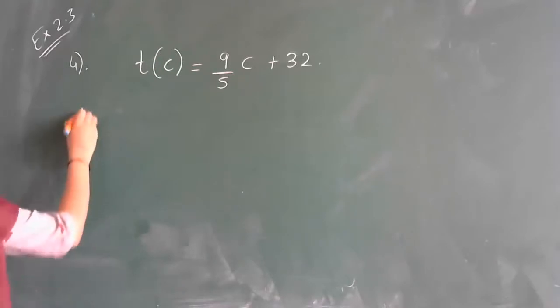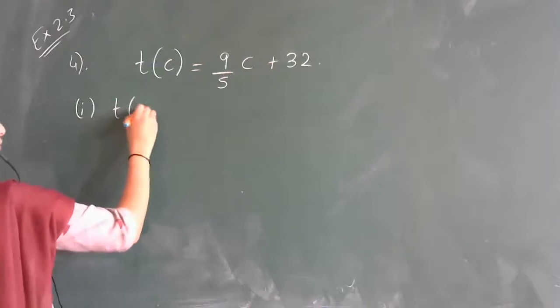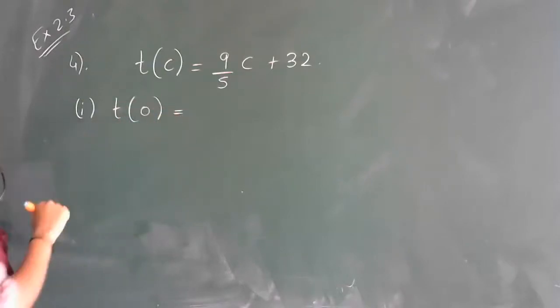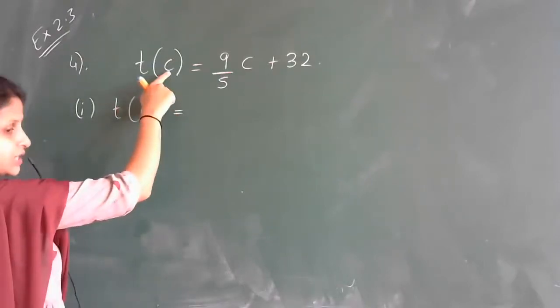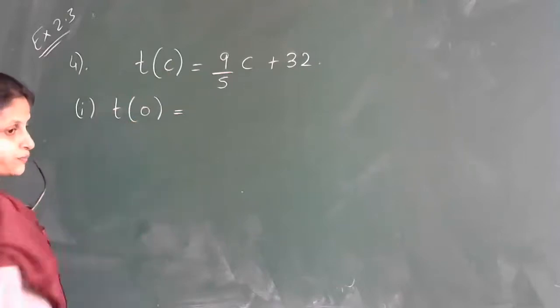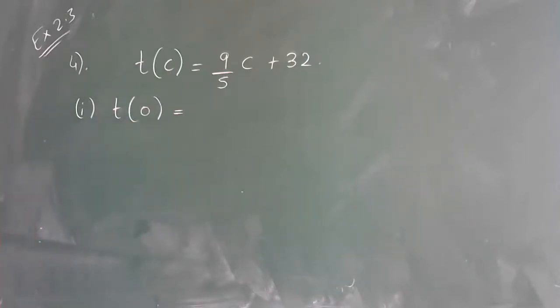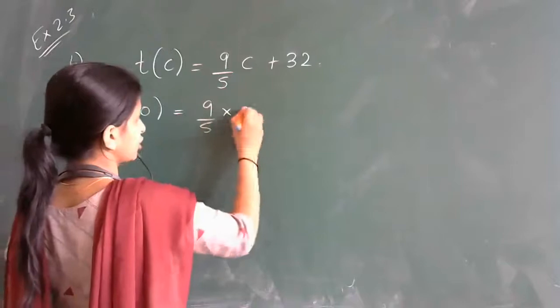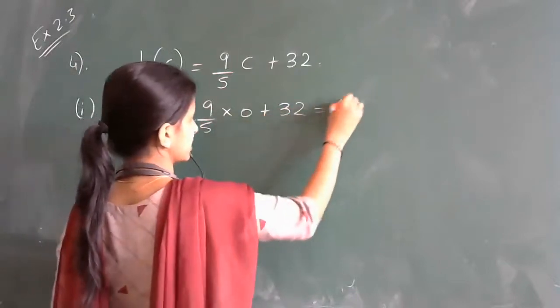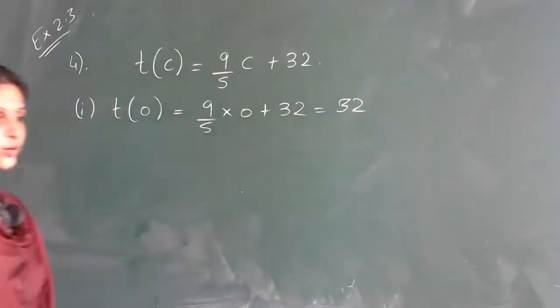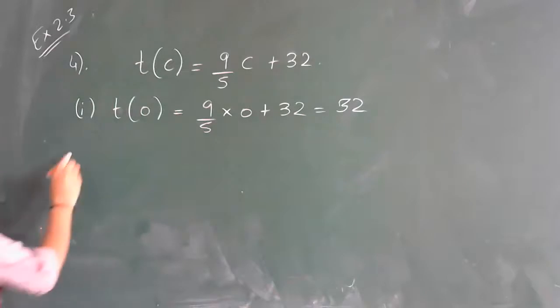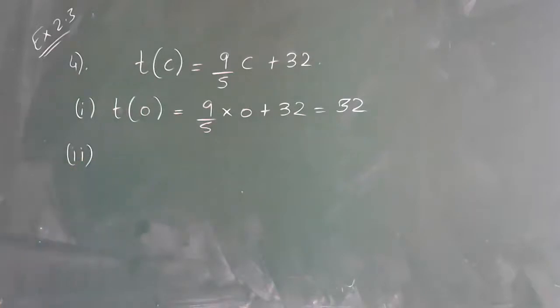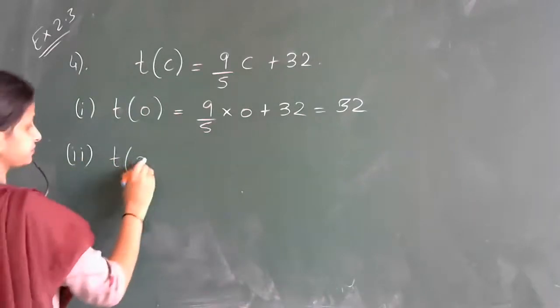We need to find, first one, what is T of 0. So to find T of 0, what will you do? In place of C, you will take it as 0. So what will be T of 0, students? 9 by 5 into 0 plus 32. So the answer is 32. Very good.